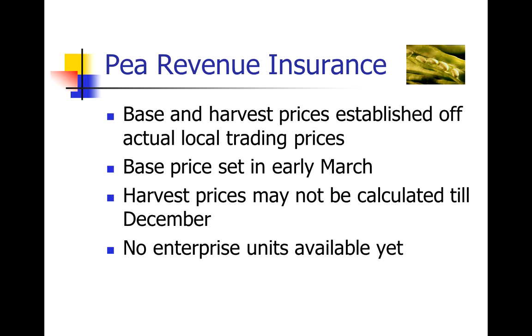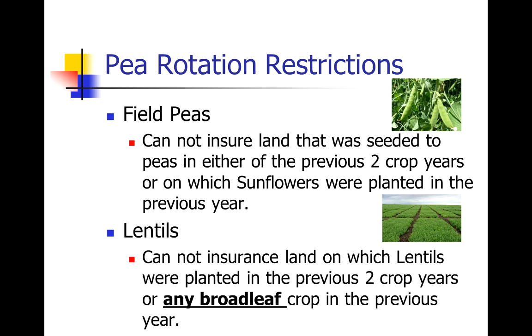There's no enterprise units available yet on peas. Hopefully that comes here in the near future. This is probably the biggest thing to understand, especially as we get into multiple years of doing this, is that there's rotation restrictions on all these pea and lentil products. Basically, this is for disease problems that develop if you seed these more than once every 3 years in the same field. So on field peas, you can't insure any land that was seeded to peas in either of the previous 2 crop years or on which sunflowers were planted in the previous year.